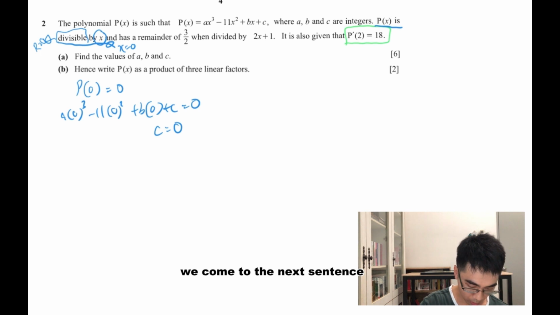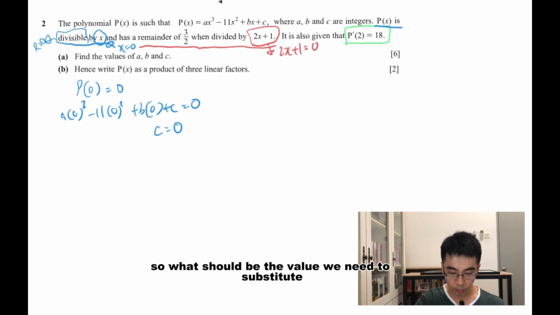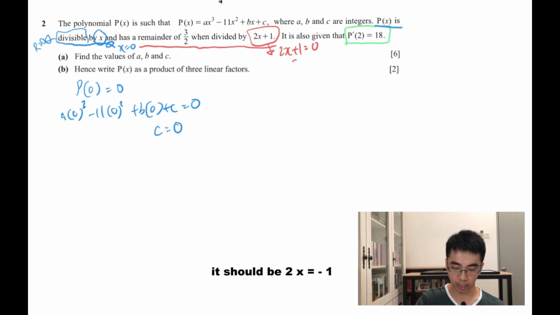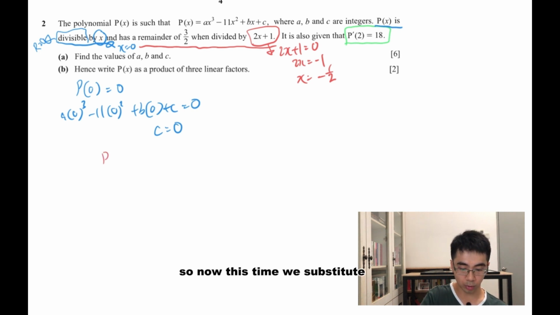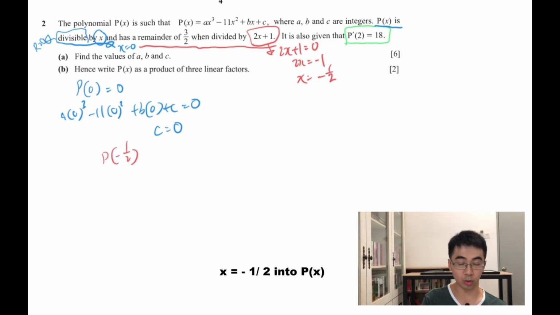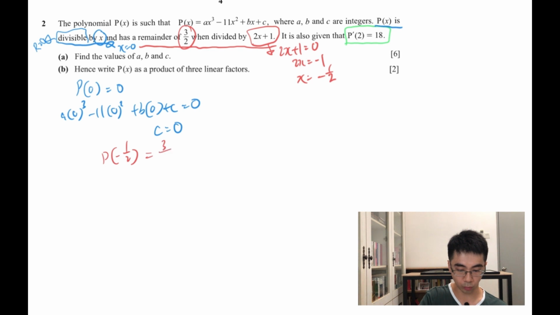And next, we come to the next sentence. The remainder is 3 over 2 when it is divided by 2x plus 1. Again, for the divisor 2x plus 1, we need to set it to be 0. So what should be the value we substitute? 2x should be negative 1, so x should be negative 1 over 2. Now we substitute negative 1 over 2 into p of x. And what will we get for the remainder? The remainder will be 3 over 2.